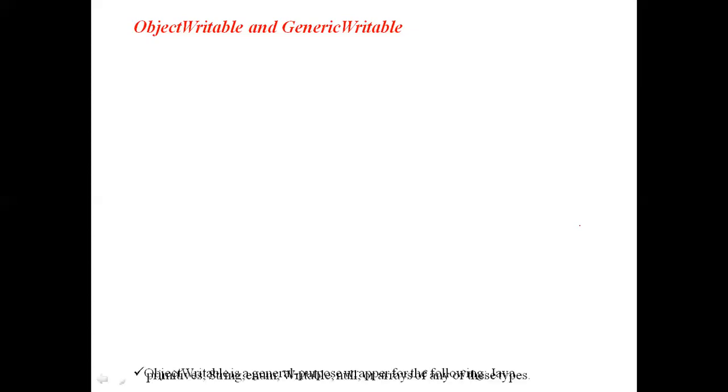Next, we have seen the object writable and generic writable. What is the object writable or generic writable for? It is for generalization. Whenever the data of the keys is a combination of several data types, and the data of the values is also a combination of several data types, which data type do we have to use? We will be confused, right? Because the data is a combination of all the data type values. So at that time we use the object writable or generic writable.